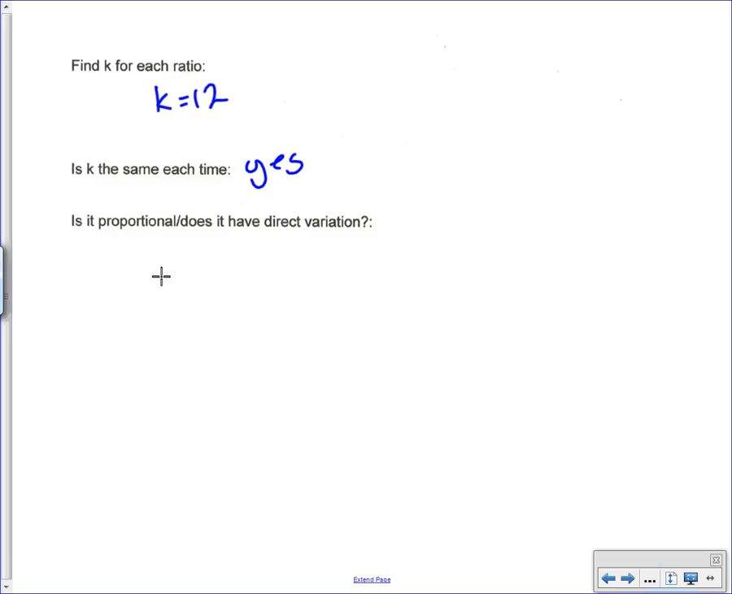Is it proportional? Yes, it is proportional and has a constant of variation. The equation for this is y equals 12x. That would be our equation for that table.